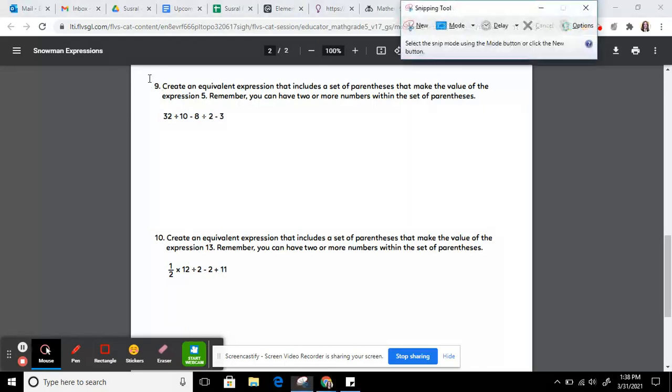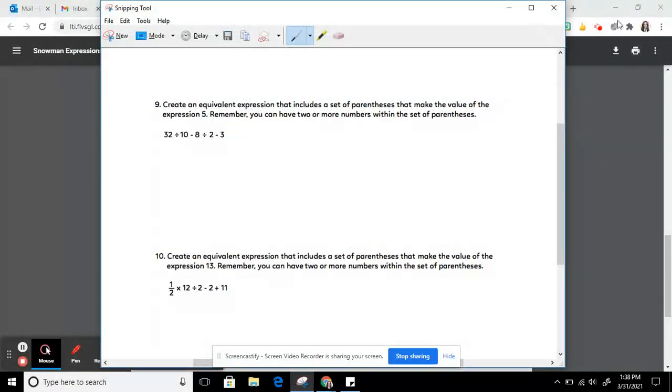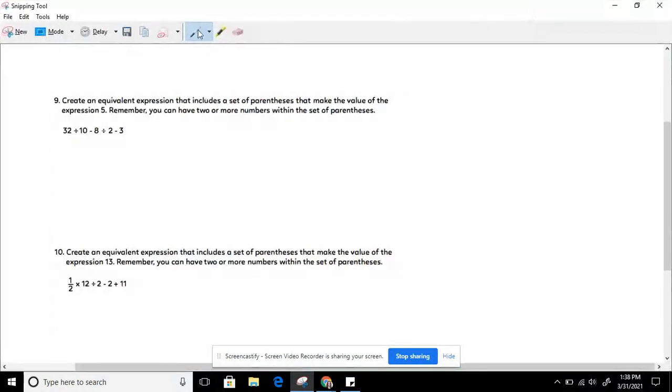So I'm going to screenshot both of these. I'm only going to help you with one, but I do want to just point out what you're doing here. So with number 9, they want the expression to equal 5, and number 10, 13. I'm getting those numbers right in the directions right here. So for number 9, we're going to do together. Create an equivalent expression that includes a set of parentheses that make the value of the expression 5. Remember, you can have 2 or more numbers within the set of parentheses.